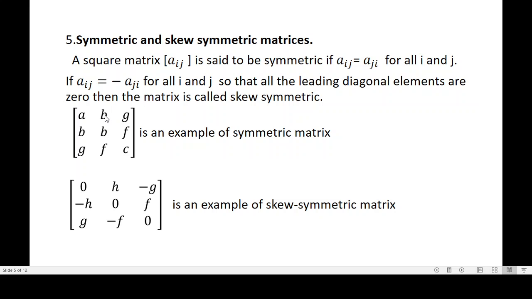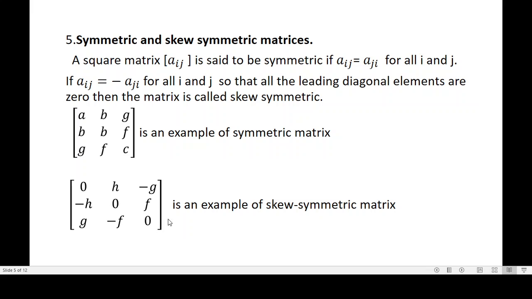Now look at this element. The second element of the first row is equal to the second element of the first column. So h and h coincide, g and g are the same, f and f. So this is an example of a symmetric matrix. If aij is equal to aji for all i and j, then such a matrix is known as a symmetric matrix. Whereas, if aij is equal to minus aji for all i and j in a square matrix, then such a matrix is called a skew symmetric matrix.